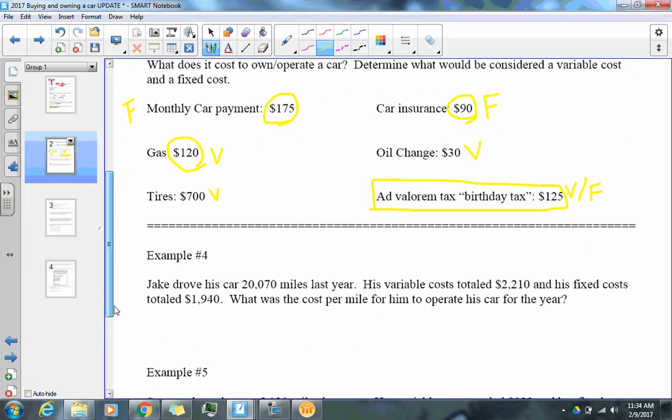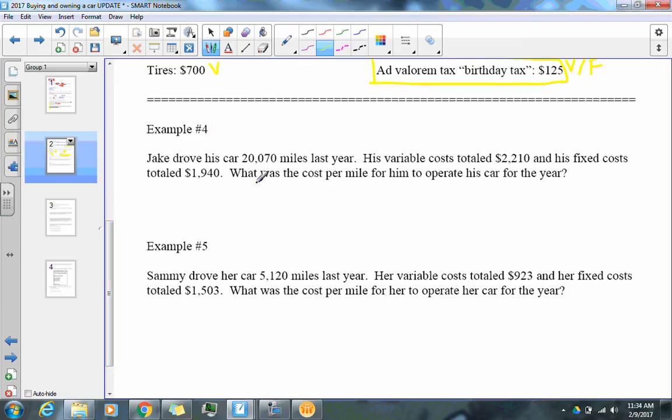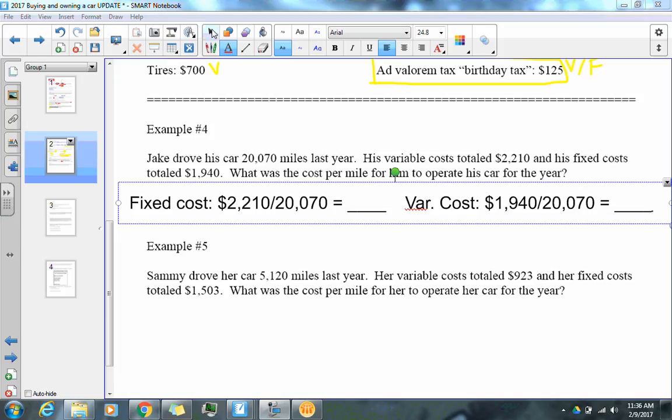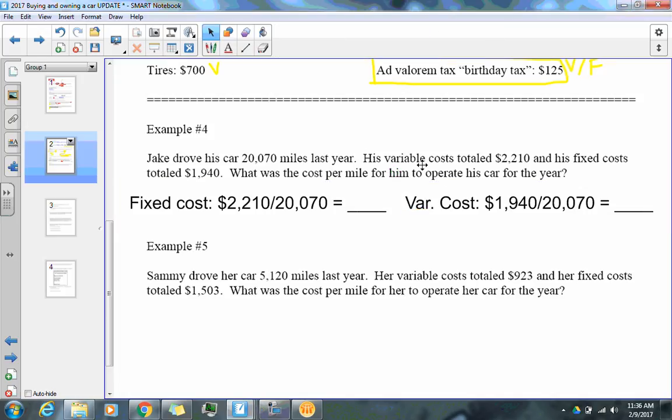All right. Example number 4. Jake drove his car 20,000 miles last year. His variable cost totaled this. His fixed cost totaled that. Okay, what is the cost per mile? So very simply, here's what we're going to do. We're going to take his fixed cost, which was 2,000. Now, remember, I'm sorry, I mixed this up. The variable cost, I mixed this up. Sorry. This right here should be variable. This right here should be fixed. Oops, sorry. Now remember, variable cost stands for things that are going to go up and down, like gas costs, maybe maintenance fees and all that. Fixed costs are things that are not going to change, like car insurance, car payments, things of that nature.